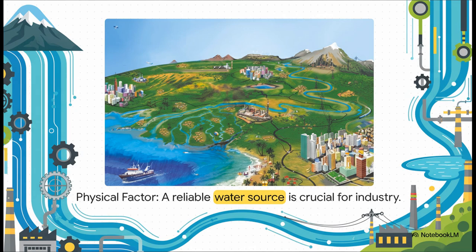Okay, let's zoom in a little. See that river snaking its way past the factory? That is absolutely not a coincidence. Big industries need a ton of water, for everything from cooling down hot machinery to processing materials. So having a river right there, that's a massive physical advantage.